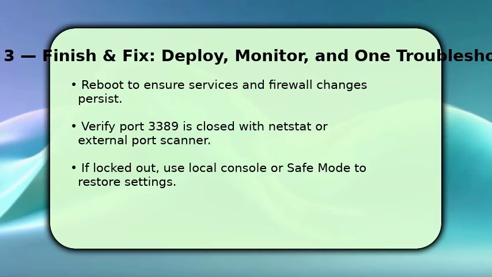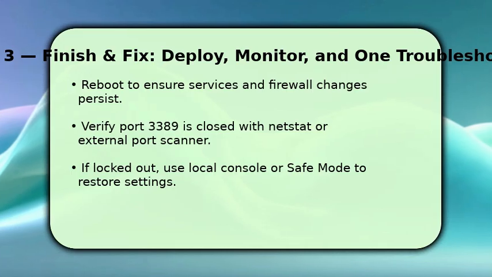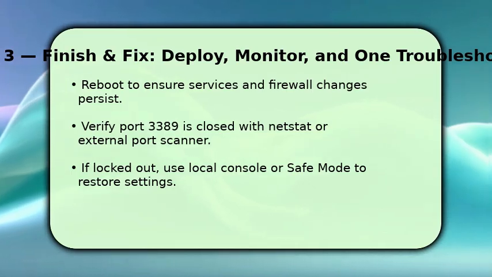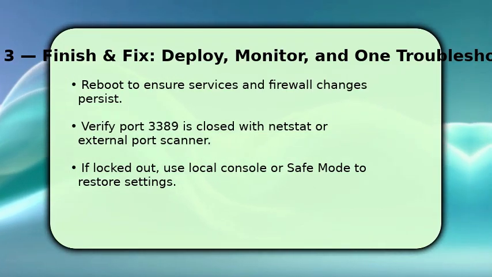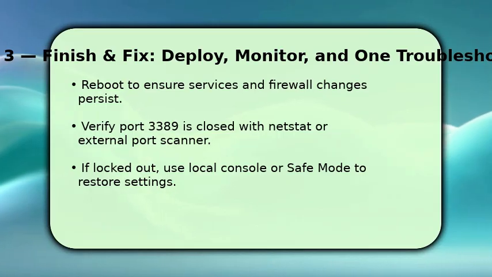Once you've stopped services and adjusted firewall rules, restart the PC so all changes persist across reboots. After boot, verify RDP is disabled by running netstat -ano and confirming no process listens on 3389, or use an external scanner from a trusted network.